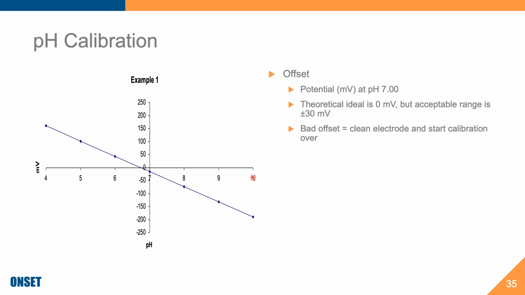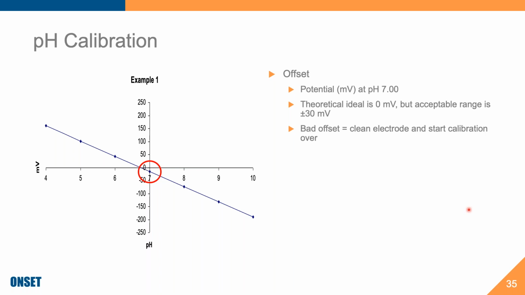Okay, so let's start with the offset. When you calibrate, for instance, this person apparently calibrated at 4, 5, 6, 7, 8, 9, and 10. But let's just pretend, for the sake of pretending, that this person calibrated at 7, 4, and 10. And our offset is defined as the potential, the millivolt reading, at pH 7. So here we go, we have our offset. Theoretically, you want your offset to be 0 millivolts.